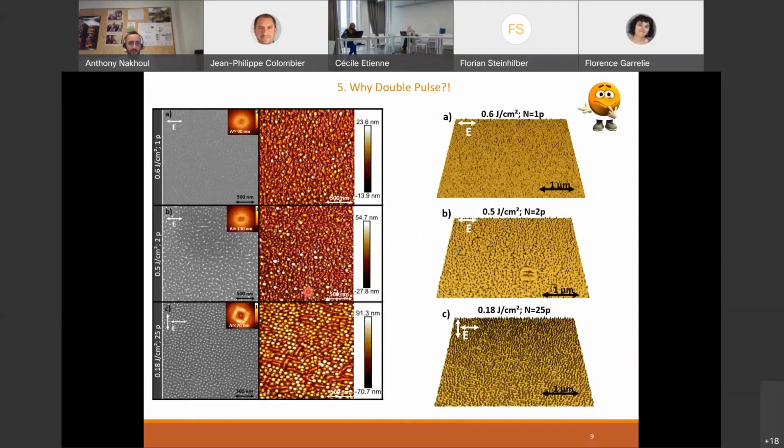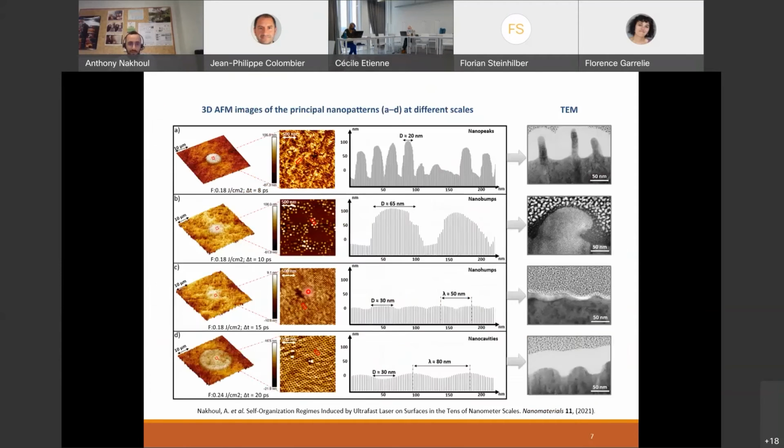Okay, now I want to continue the discussion, but I will be talking about the nanopeaks. Here we chose the nanopeaks because we think that they have potential applications, and we think they are more important also. So now I will be investigating more with the nanopeaks.